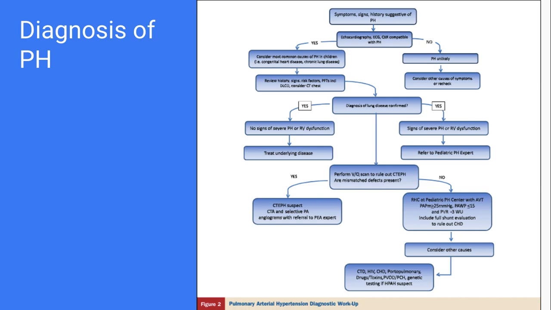If you're also able to do a VQ scan, you can rule out pulmonary embolisms. You're going to look for mismatched defects, and if there are, obviously you're going to treat, and if there are not, then you look on the lower right side. You can go to a pediatric pulmonary hypertension center for something called AVT testing, which I'm going to talk about, and they have other workup to rule out congenital heart disease.